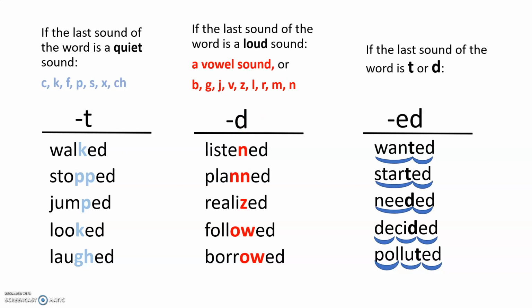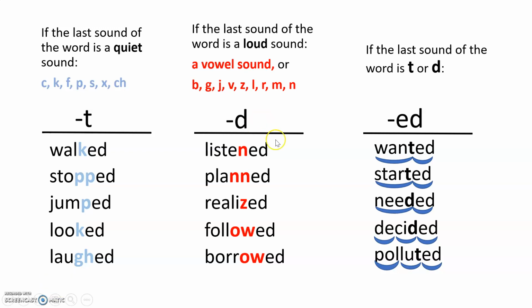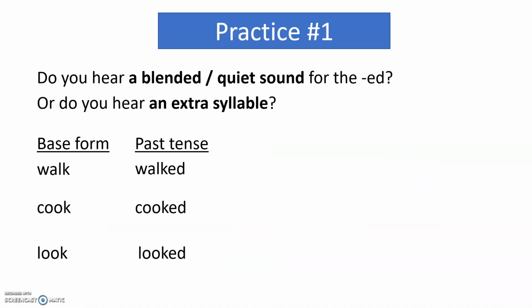Finally, if the last sound of the word is T or D, that's when you need this extra syllable. These are similar sounds or quiet sounds for group 1 and group 2, and then add a syllable for group 3. Let's do a little bit of practice. So for these words, do you hear a blended or quiet sound for the ED, or do you hear an extra syllable? Listen carefully.